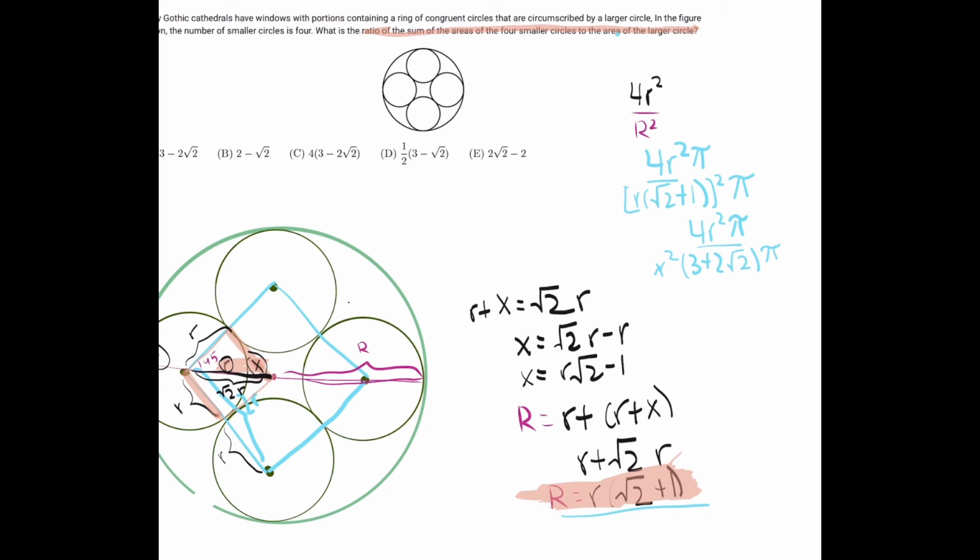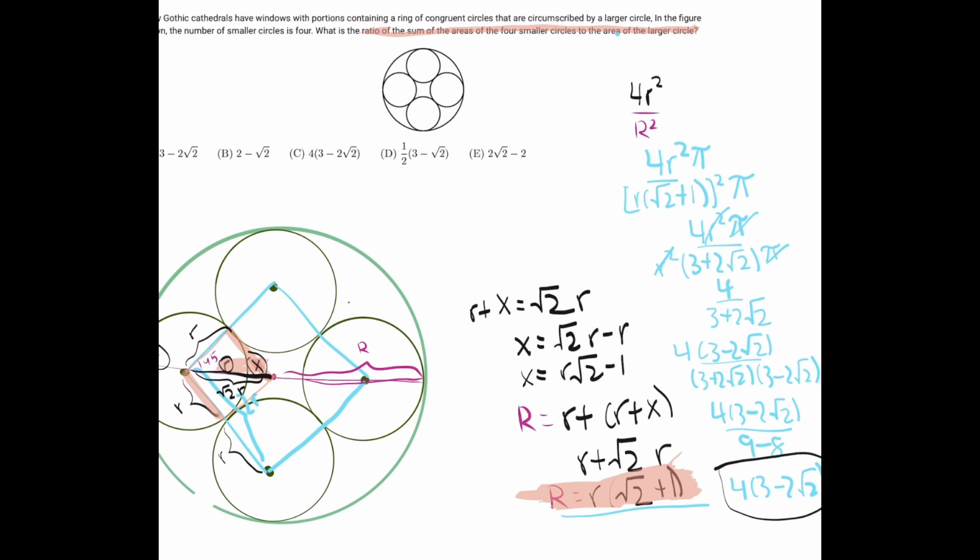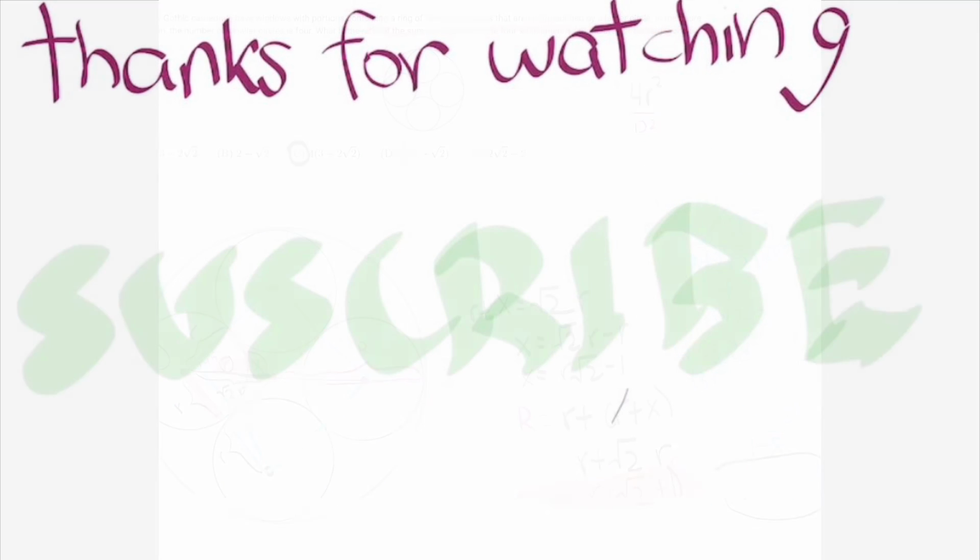Obviously that's going to cancel out, and we're left with 4 over 3 plus 2 square root of 2. We can use the conjugate, which is 4 times 3 minus 2 square root of 2 over 3 plus 2 square root of 2 times 3 minus 2 square root of 2. This is going to result in a difference of squares, so it's basically 3 minus 2 square root of 2 over 9 minus 8, and that is 12 minus 8 square root of 2, or we can factor it like that, which is C. Thank you.